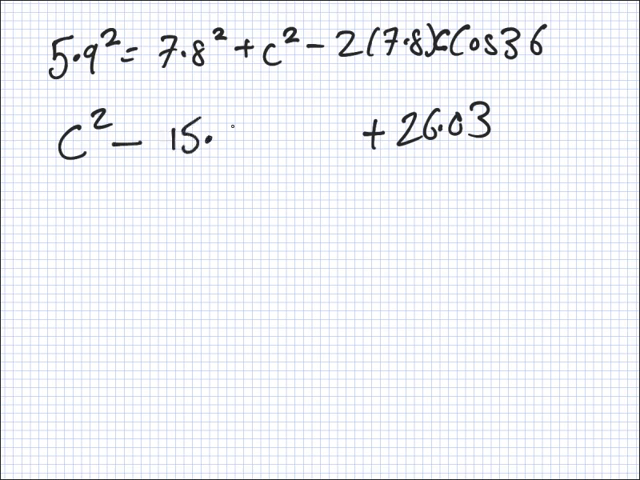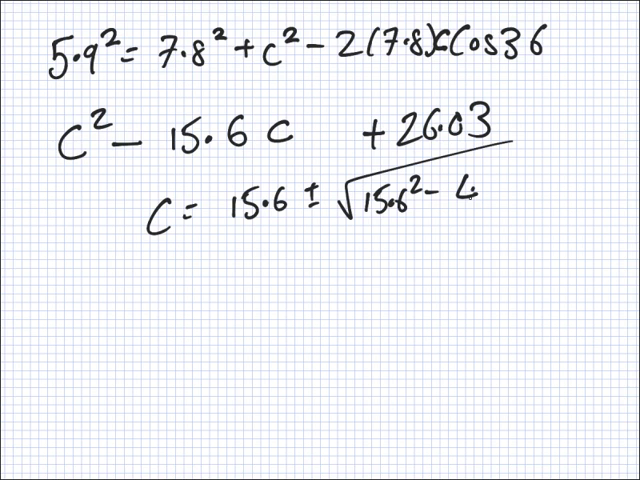15.6c. Wow, I'm nearly finished. I solved this quadratic and I have 4 marks. Okay, so c equals, and you can use the formula, minus b plus or minus the square root of b squared minus 4ac, all over 2a. Done.